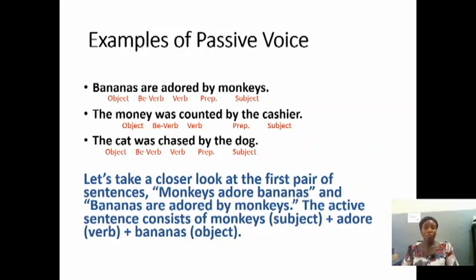Now, if we take a closer look at the pair of sentences, the active sentence "Monkeys adore bananas" and "Bananas are adored by monkeys," which is the passive form. The active sentence, "Monkeys adore bananas," consists of the subject, which is the monkeys, "adore," which is the verb, and "bananas," which is the object in the sentence.